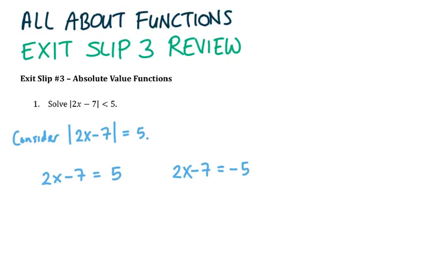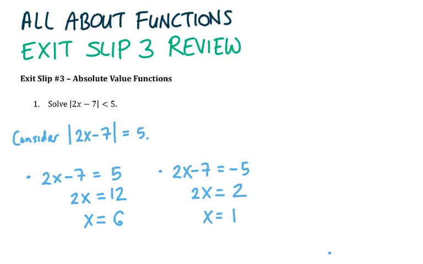So I'm just going to finish solving for x in both equations. On this first equation, I'm going to go ahead and add 7 to both sides, divide both sides by 2 to get x equals 6. The second equation, I'll add 7 to both sides to get 2x equals 2, divide both sides by 2 to get x equals 1.